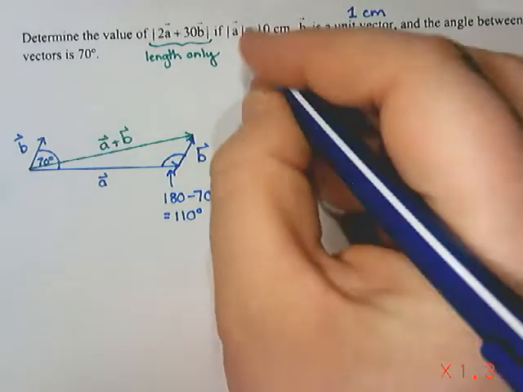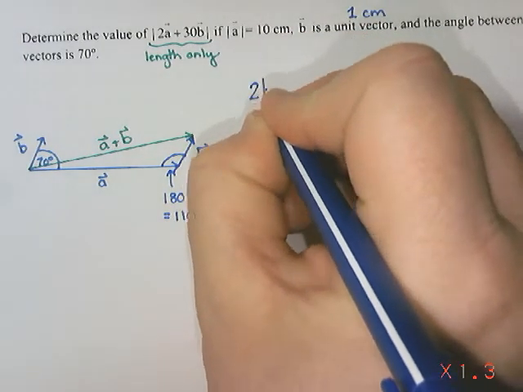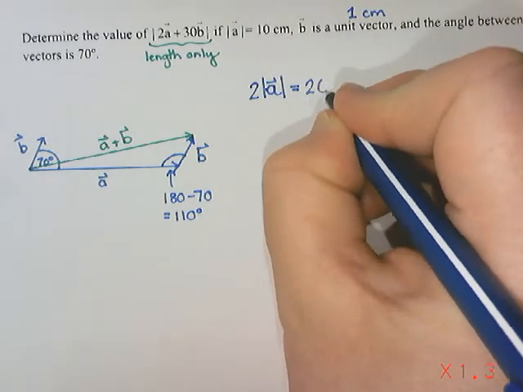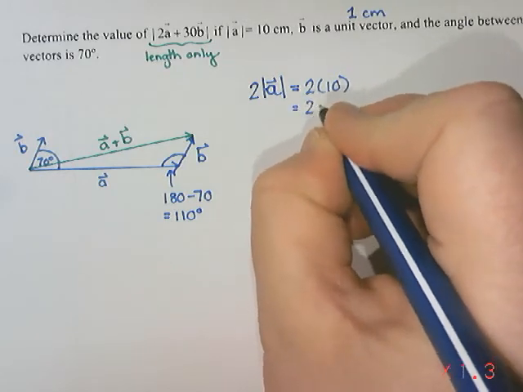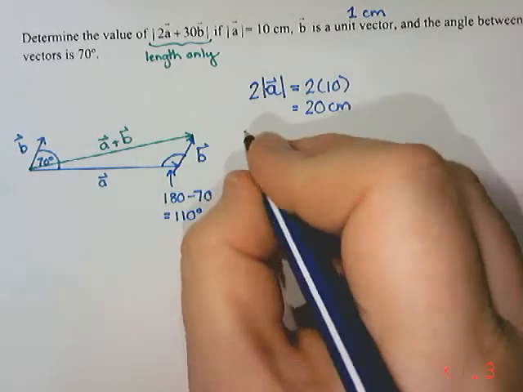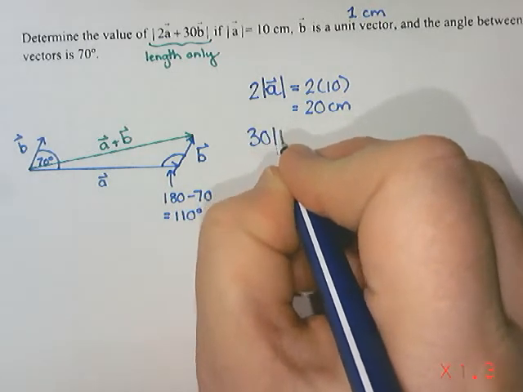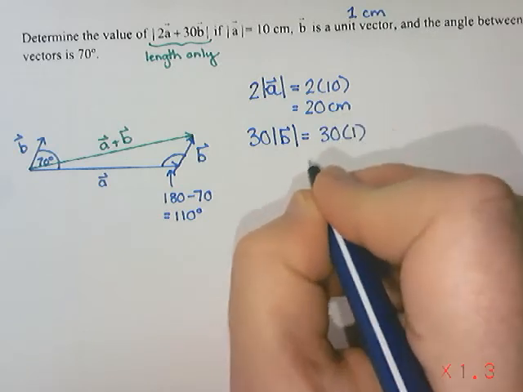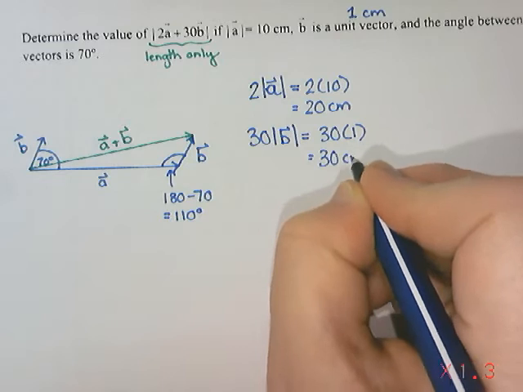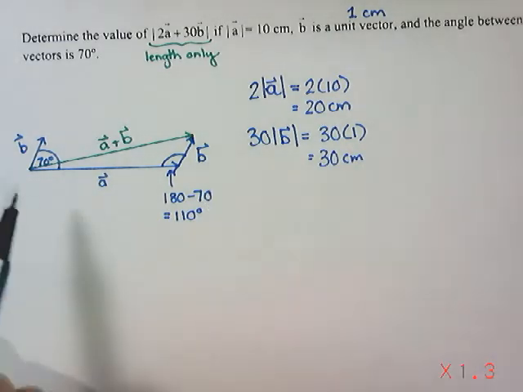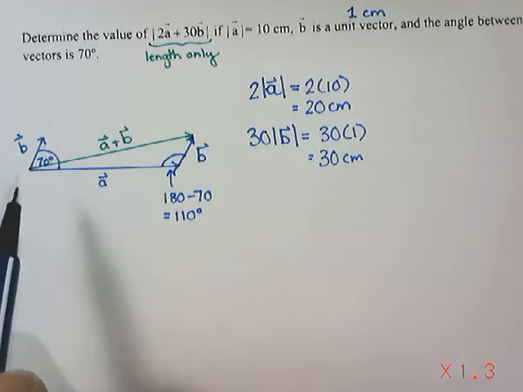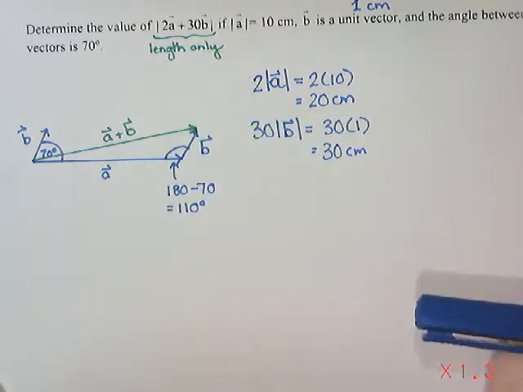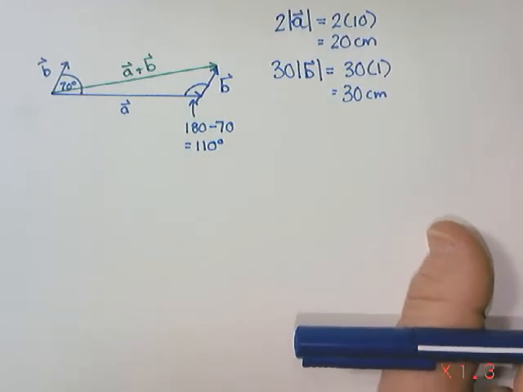So if I know that I have 2A, that would be 2 times the magnitude of A, that would be 2 times 10, which is 20 centimeters. And then 30 times the magnitude of B, well, that's going to be 30 times 1, or 30 centimeters. So in my picture, A shouldn't be that much larger than B. So the picture that I drew is not actually for what we're trying to find. So I'm going to try drawing it again.